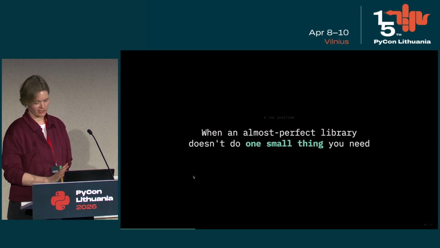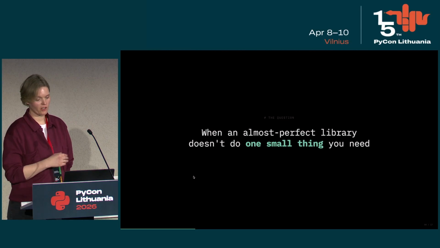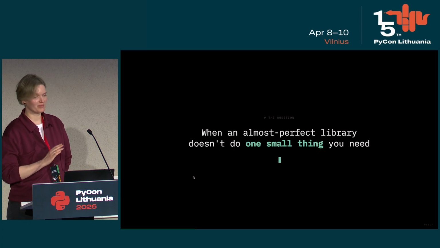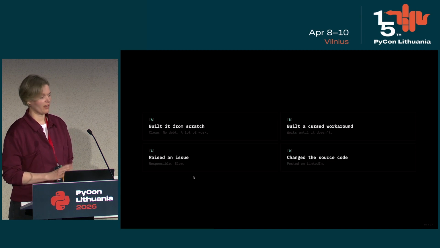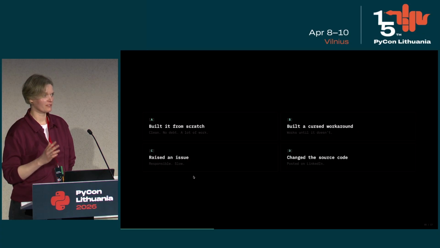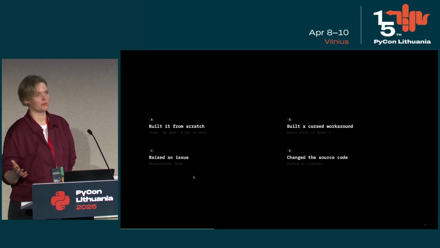So, question for the audience. What do you think was the decision made when an almost perfect library doesn't do one small thing you need? And there will be options. Please raise your hands. I'm genuinely curious. A, I spent 2 weeks building the login page from scratch myself. So many people. Okay, B, I spent 2 weeks building a 1,000-line workaround just to glue the library to the project. A little bit more people.